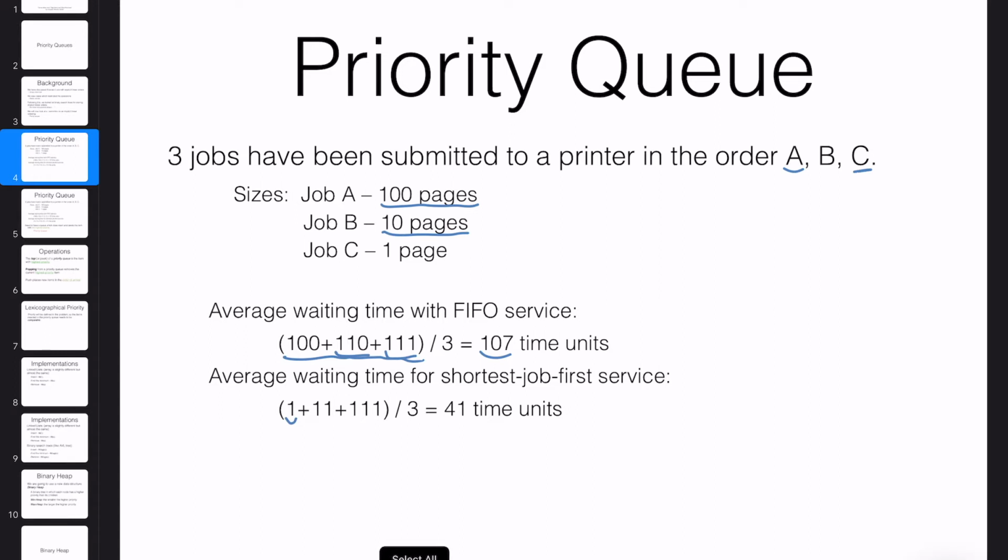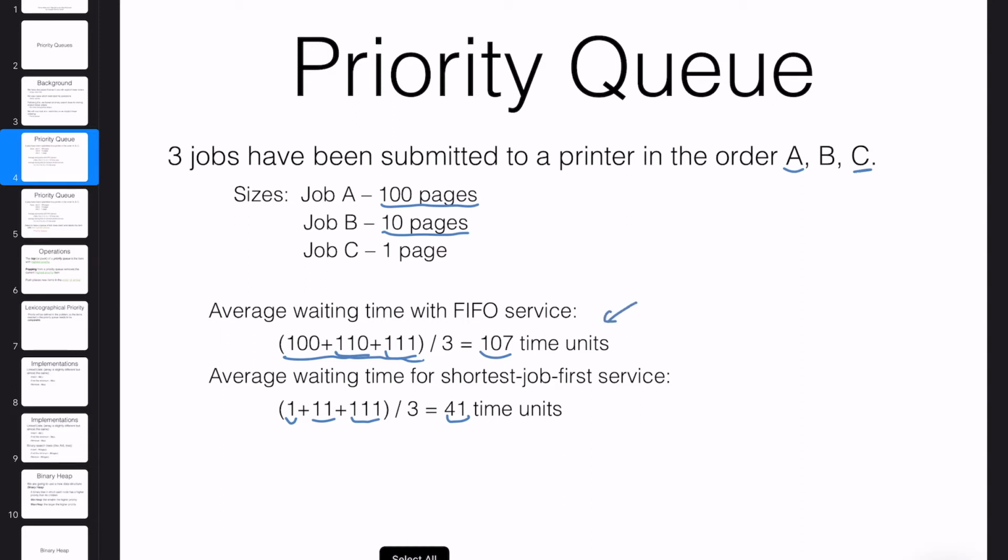For job B, you have to wait for job C to be done, and then 10 units of time for job B, so it's going to be 11. And for job A, you have to wait for 11 units of time for jobs B and C to be done, and then 100 units of time for job A itself to be printed. So its total is 11 plus 100. If we average these 3 numbers, you get 41, the average waiting time, which is way lower than the first in, first out policy.